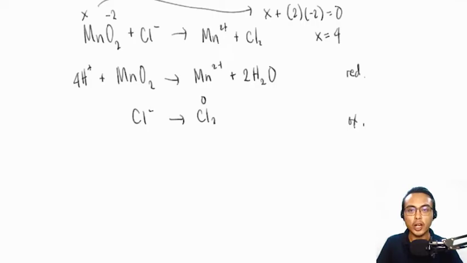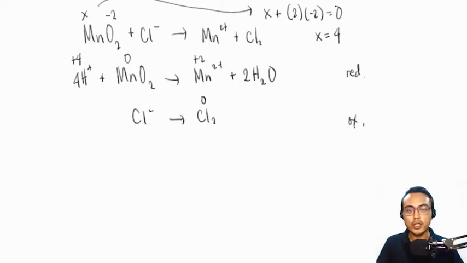So for that, let's try to count the charges. For the reactant side, 4H+ has a total charge of +4, that is 4 times +1. MnO2 is a neutral compound, its charge is 0. Manganese 2+ has a total charge of +2.